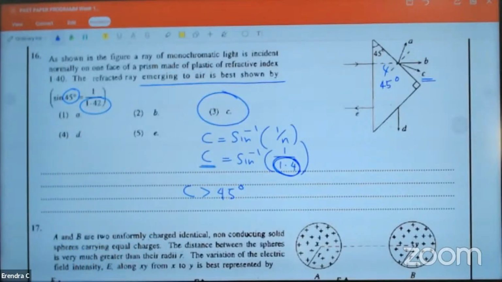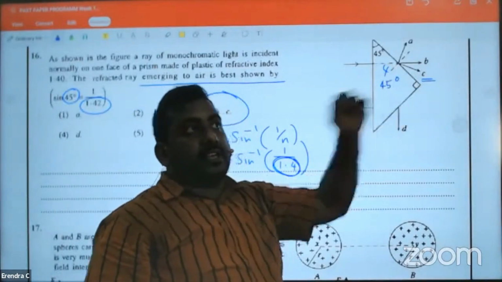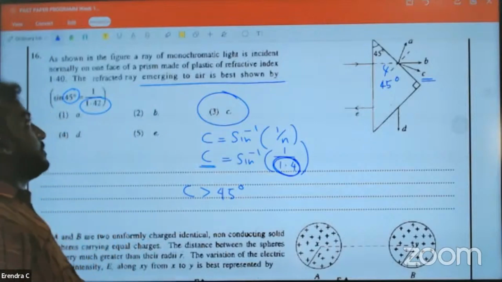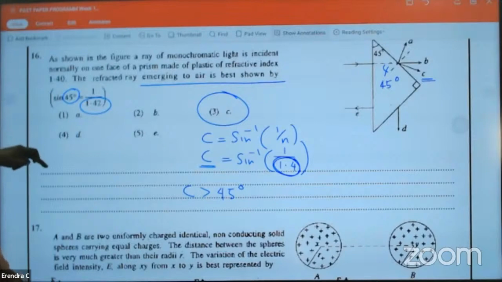Critical angle is greater than 45 degrees. Therefore, light rays will emerge into air.